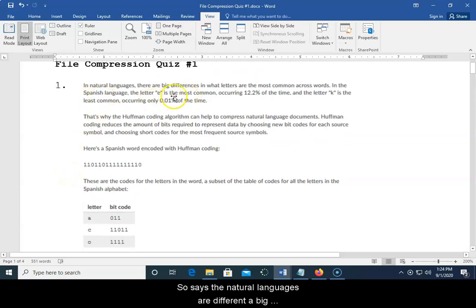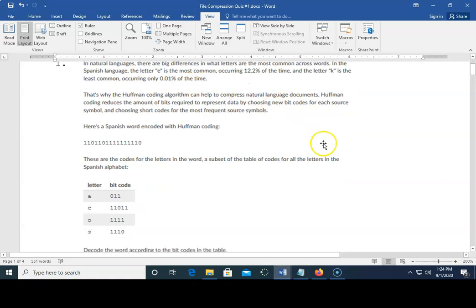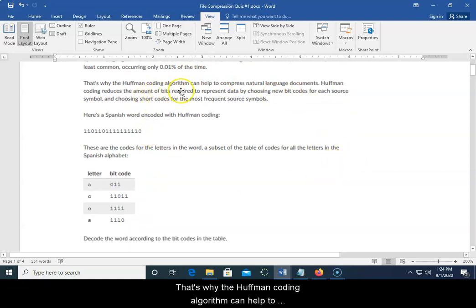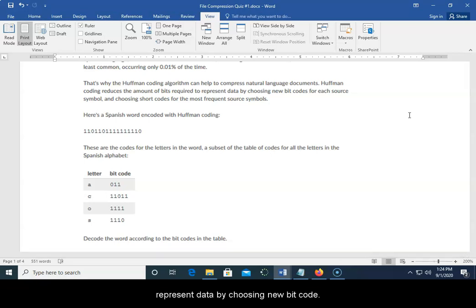It says in natural languages there are big differences in what letters are most common across words. In the Spanish language, the letter E is the most common, occurring 12.2% of the time. The letter K is the least common, occurring only 0.01% of the time. That's why the Huffman coding algorithm can help to compress natural language documents. Huffman coding reduces the amount of bits required to represent data by choosing new bit codes for each source symbol and choosing short codes for the most frequent source symbol.